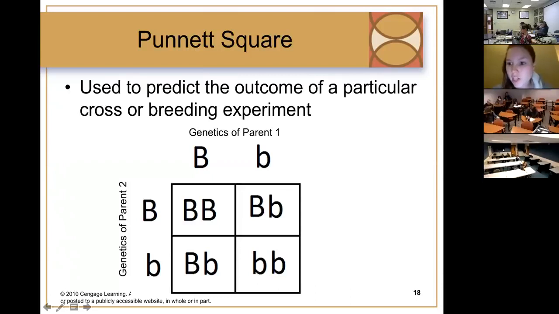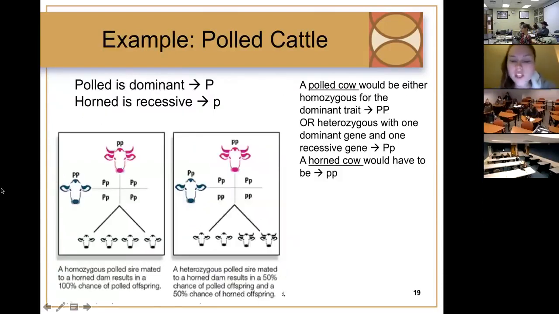We're going to do an example in a second to show you how that would work and why that would be important. So this would be an example of polled cattle. Does anybody remember what polled means from the first section? It's like dehorned, isn't it? Dehorned, right. So they don't have horns. We're going to use this example to show you how you can use the Punnett square, based on the parents, to determine the chances that the offspring are going to have horns or not.